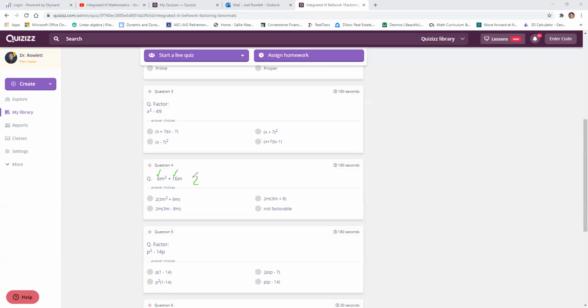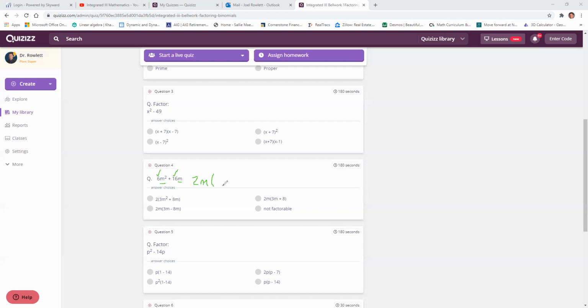But I can also see that this factor has m, and this factor has m times m, m squared. So I can factor an m to the power of 1 out. That's going to be the greatest common factor. And now I simply divide. Or I can look at it this way.